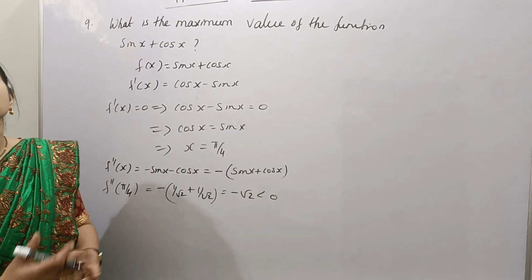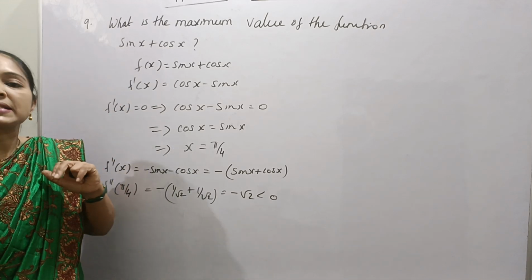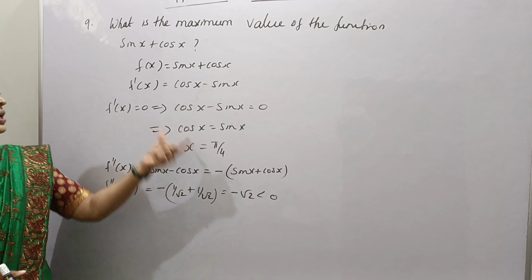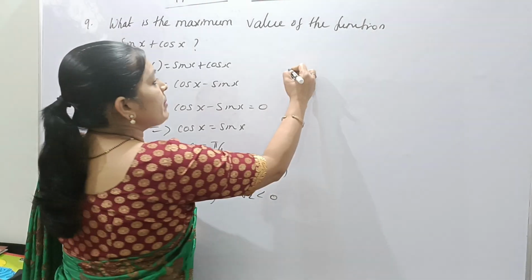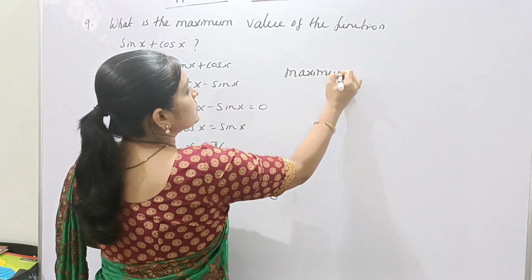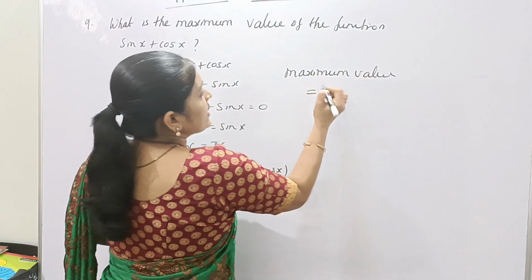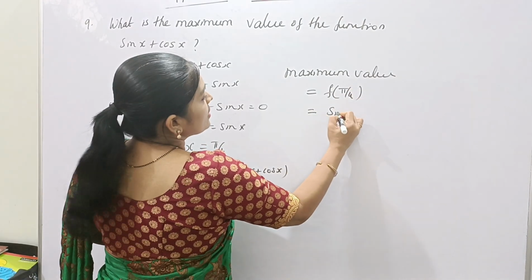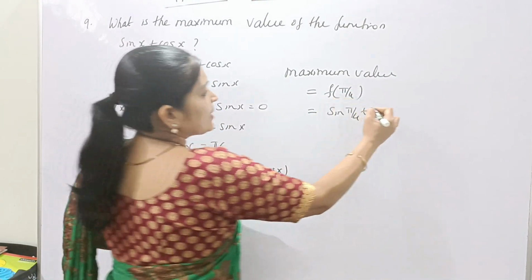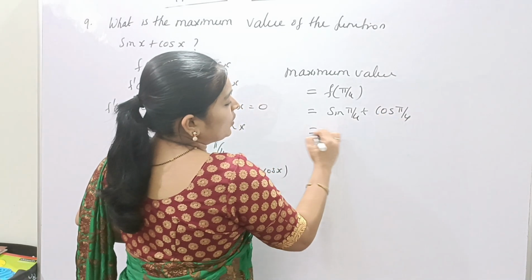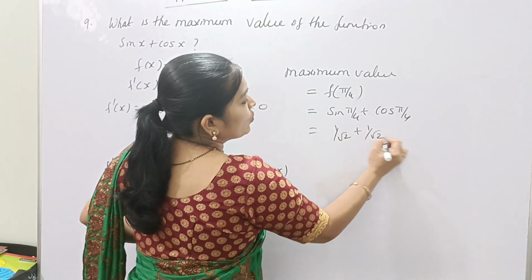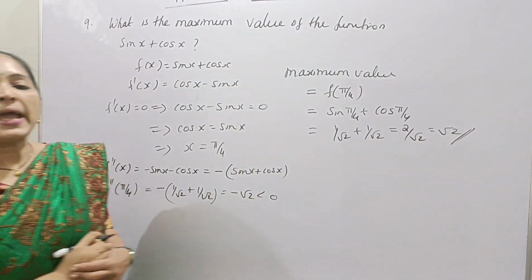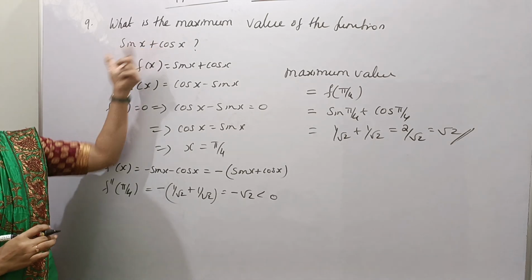Okay, so what is the maximum value? Here we have to find the maximum value of this function. That is nothing but substitute x is equal to pi by 4 in f of x. So maximum value is equal to f of pi by 4, that is equal to sin pi by 4 plus cos pi by 4, that is equal to 1 by root 2 plus 1 by root 2, that is equal to 2 by root 2, that is equal to root 2. So root 2 is the maximum value of this given function sin x plus cos x.